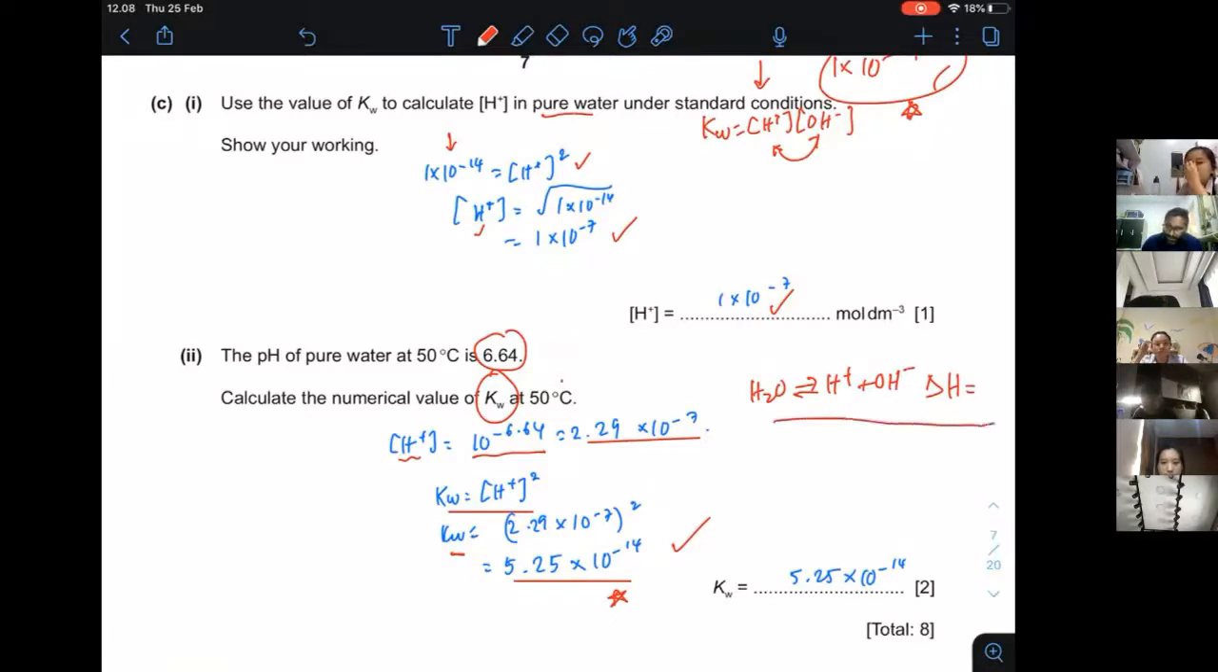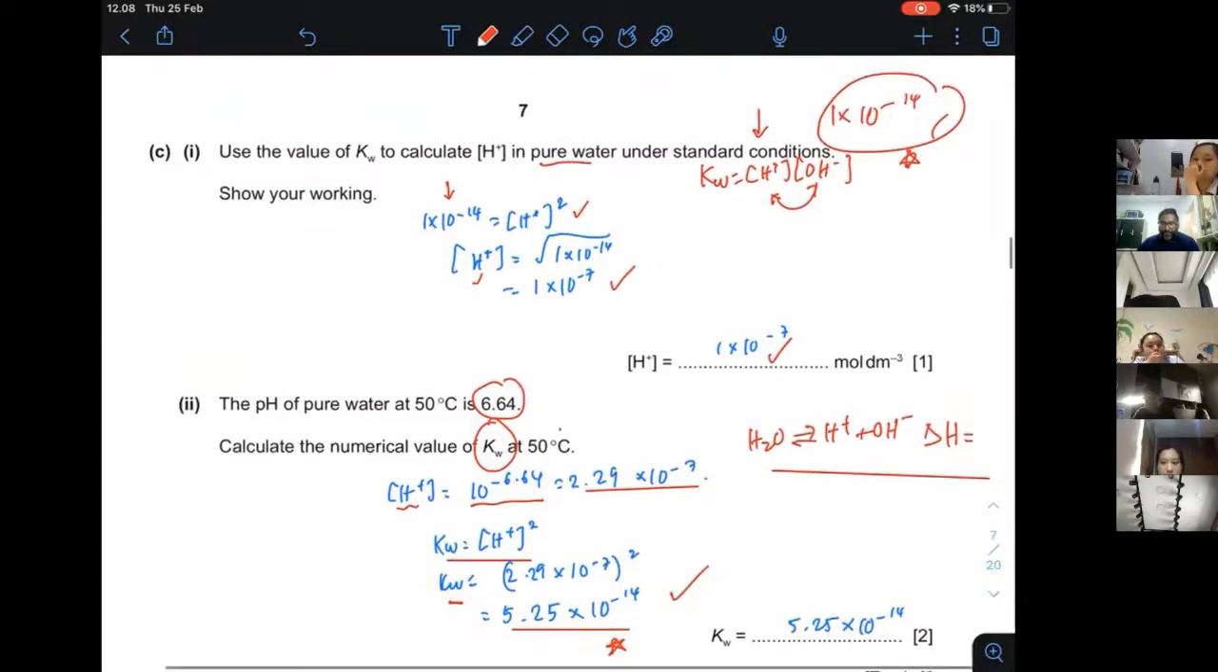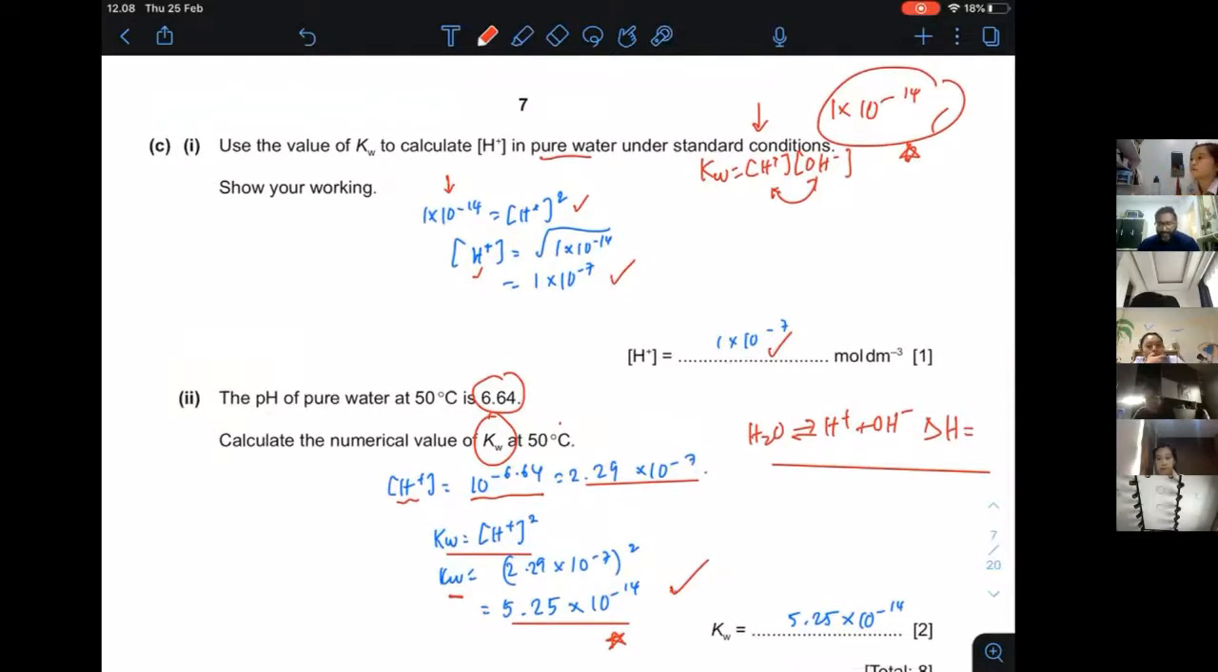How to predict the enthalpy change for this reaction? Is it positive or negative? Using the information of the Kw. Your Kw is increasing. Okay, it means it's moving forward. When it moves forward, we use the Le Chatelier's principle. The temperature earlier was 25 degrees Celsius. When the temperature increases, suddenly it's moving forward.